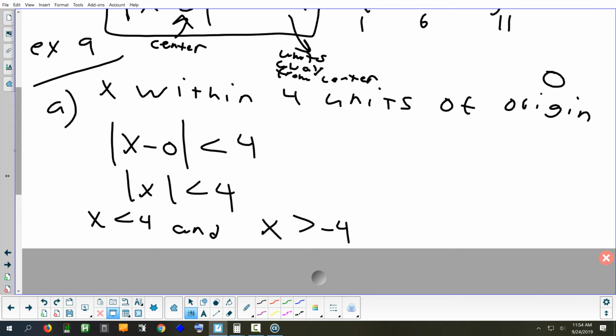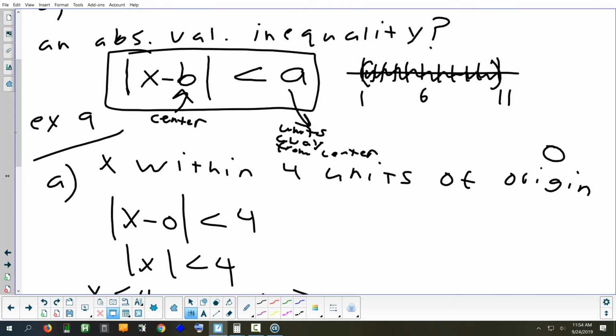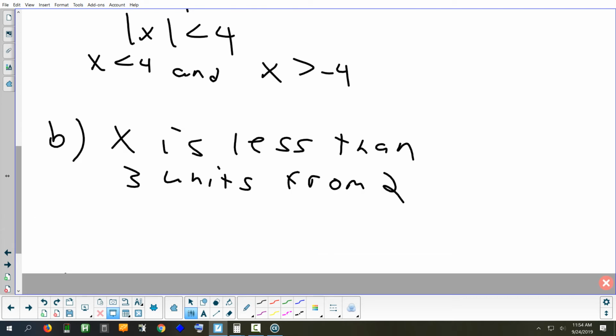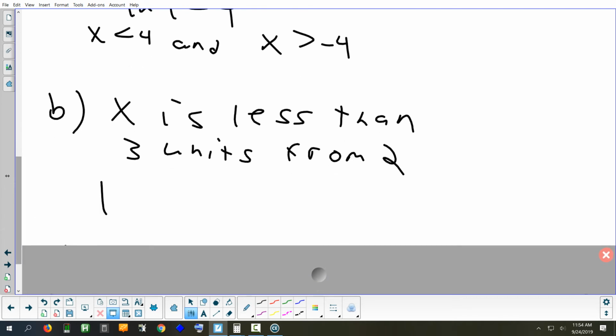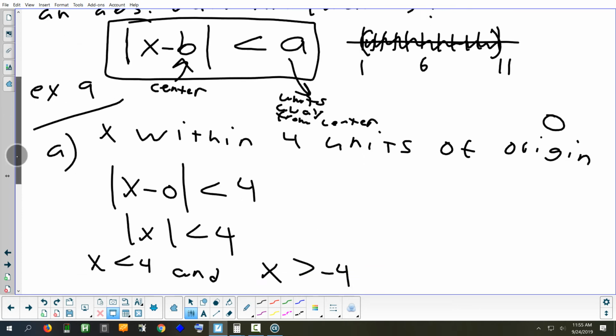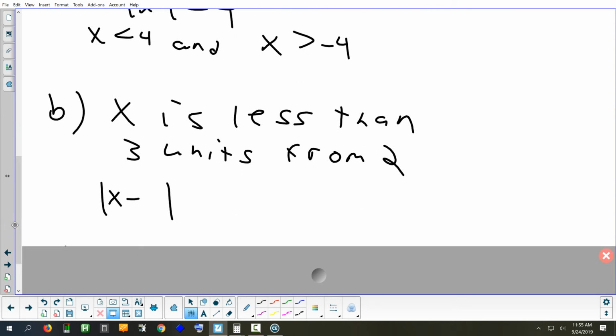Okay? So that's all that this inequality does, is it sets up a formula for being away a certain amount of units. How about this one? x is less than 3 units from 2. So what's my center? What am I away from? We're measuring from 2, and I want to be within how many units? 3. So if you solve that, you should get an answer between negative 1 and 5. That's within 3 units of the number 2.